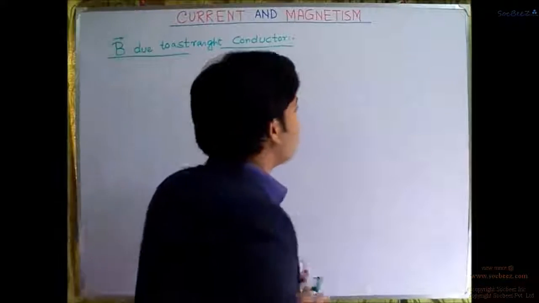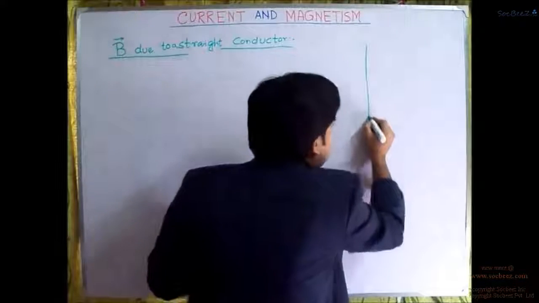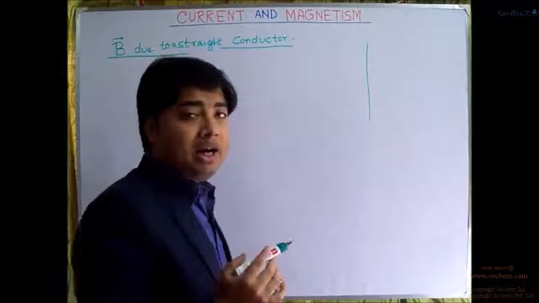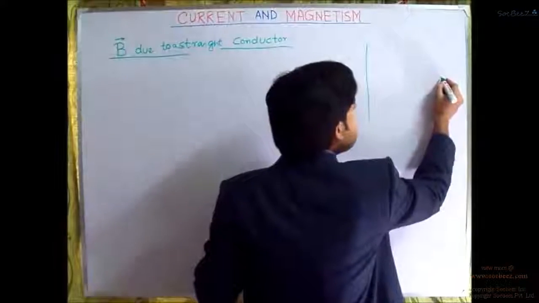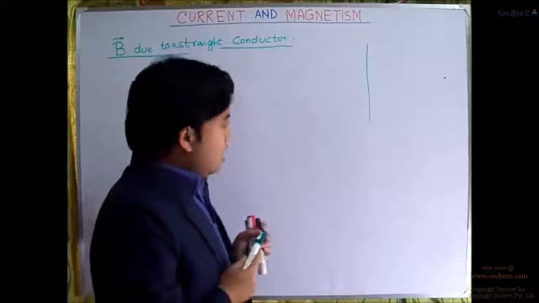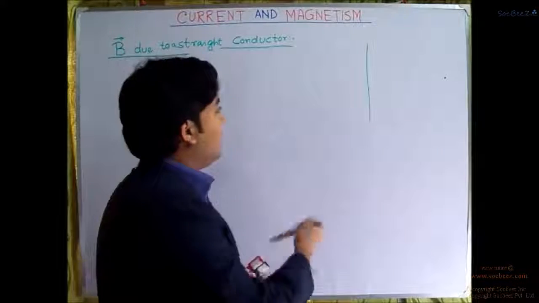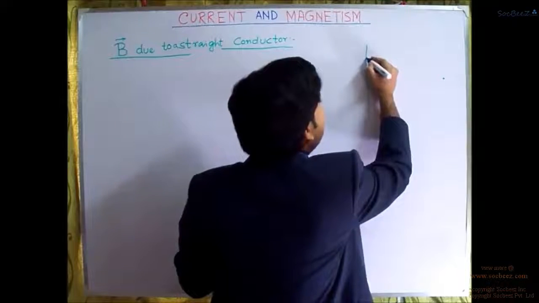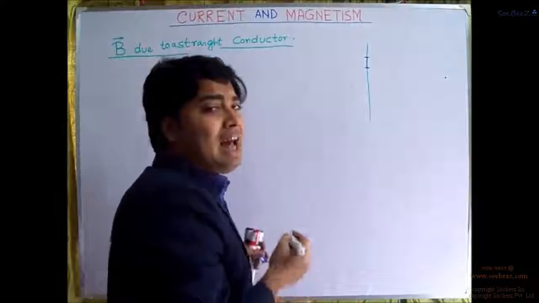Now say for example we are taking this straight conductor likewise, right, and we intend to find out the magnetic field B at this point, right. Now from the previous concepts, we are taking this small part dl.